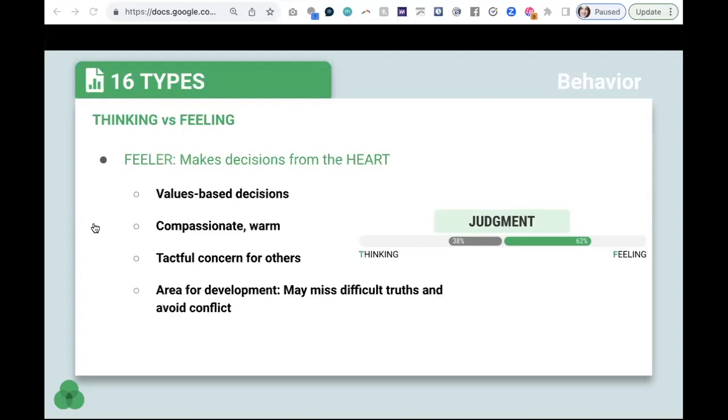So the area for development is that people who tend to lean into feeling may sometimes miss some of the hard truths, right? And they may want to just seek harmony and avoid conflict at all times. Now, we just did a webinar around conflict, and I've done a lot of research in the area of conflict, especially on teams that allow themselves to engage in healthy task conflict.